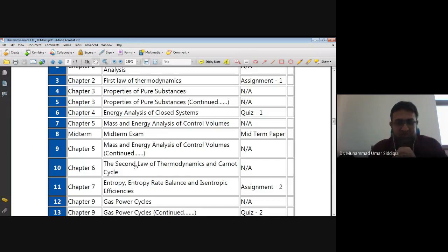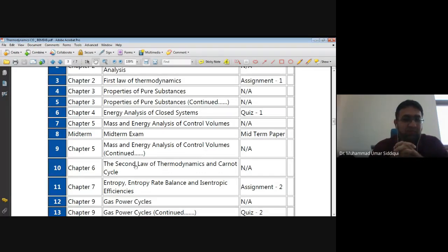The study of the limitations of energy transfer from one form to another form: this is the second law of thermodynamics. It's more like a qualitative analysis. The first law of thermodynamics was a quantitative analysis, and in the second law of thermodynamics we're going to study the qualitative analysis, okay? So we're going to introduce the concept of entropy, and we're going to discuss the entropy rate balance.